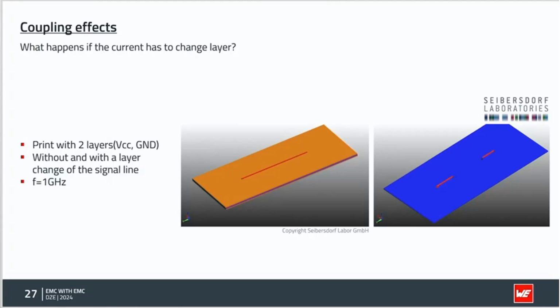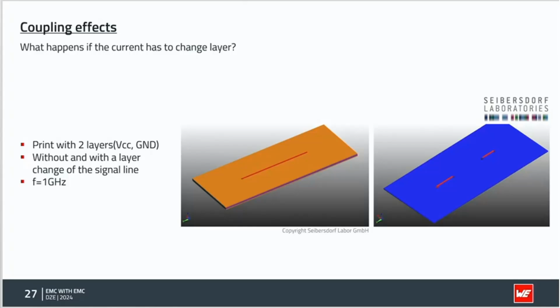Another thing which is really freaky is what happens if we change layers. So again, a 2-layer circuit board. We have on the left side, the orange thing, a transmission line that is not changing layers at all. And we have one that changes from the top to the bottom, stays on the bottom for a certain amount, and then goes up again with vias. Well, if you look at the cross-section, you have top, bottom, and then again top.